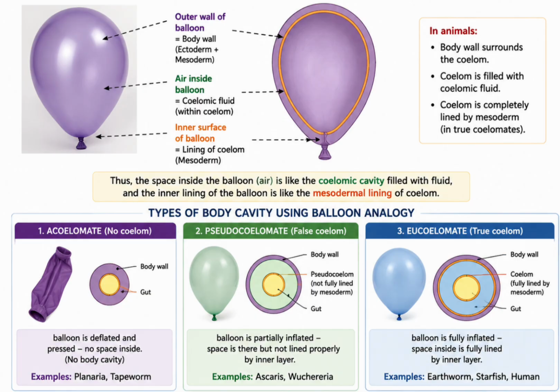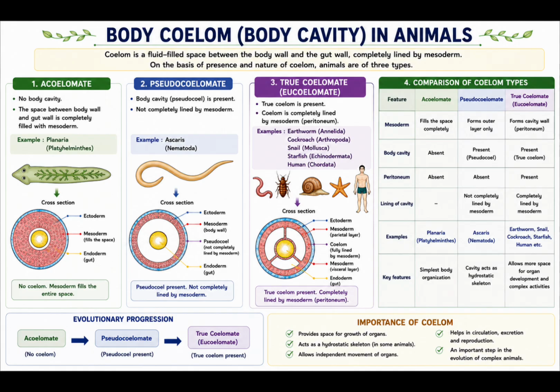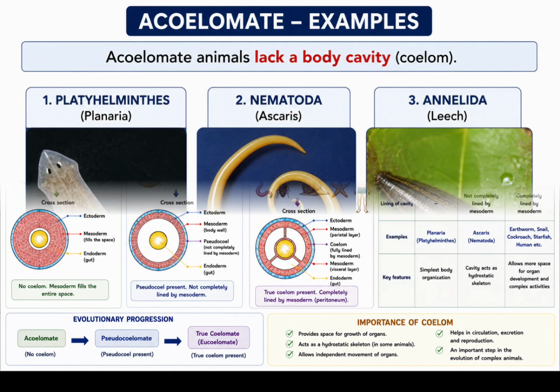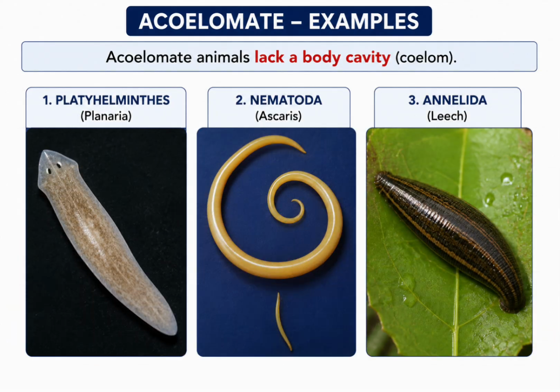So why is the coelom so important? It is important because it provides space for the internal organs to develop freely. And the coelomic fluid also helps in transporting nutrients, wastes and hormones. There are three types of organisms according to the presence or absence of coelom. The first one is the acoelomate. It means no body cavity. A means absence of coelom. Here the body wall directly touches the digestive tract. Examples are planaria, tapeworm, liver fluke, etc. All come under the phylum Platyhelminthes.